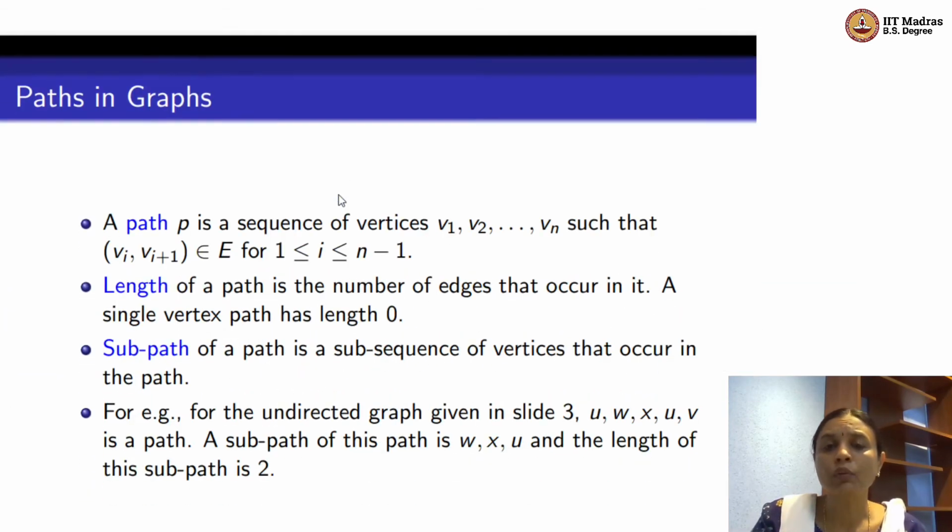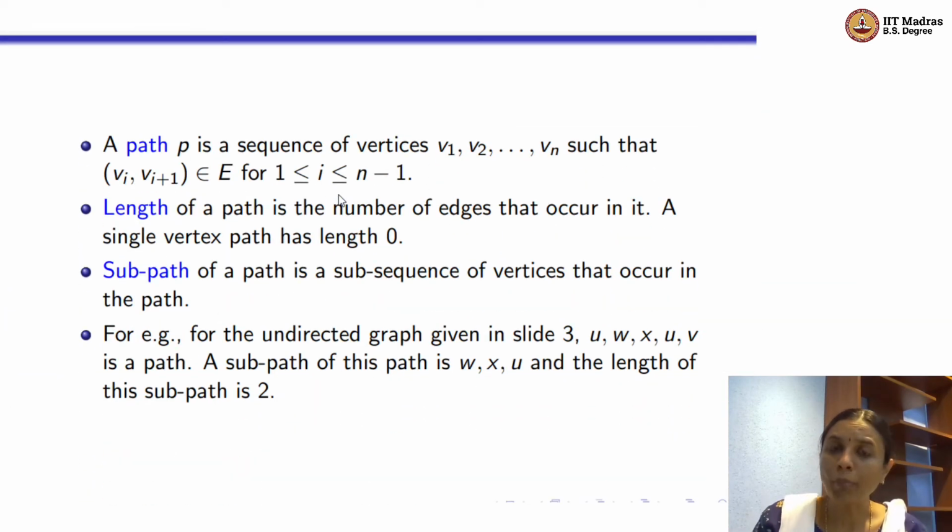So, a path is a sequence of vertices such that I can hop from one vertex to the other in the sequence in order by using edges that connect those vertices in the graph. I also need the notion of a length of a path, which basically counts the number of edges in the path. For length of a path, we do not count the number of vertices, we count the number of edges. You have to remember this.